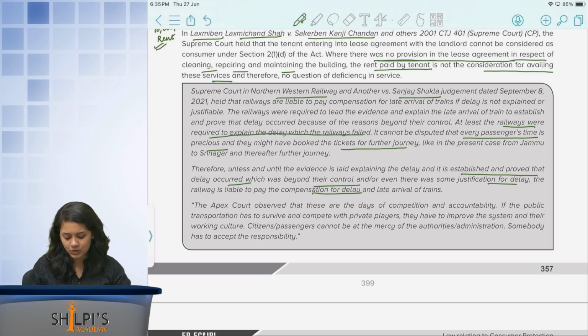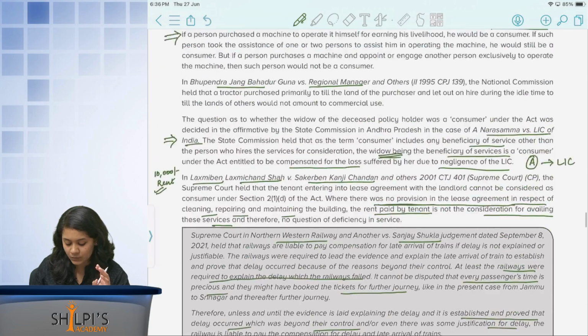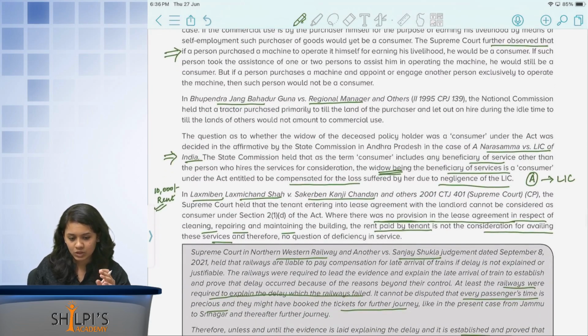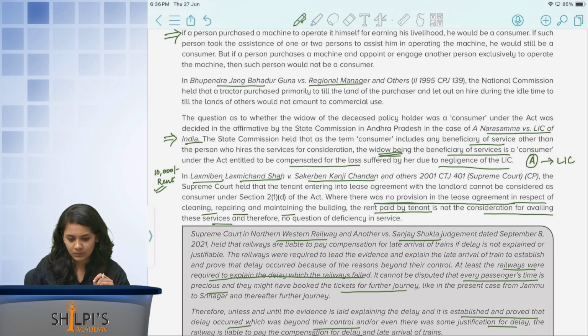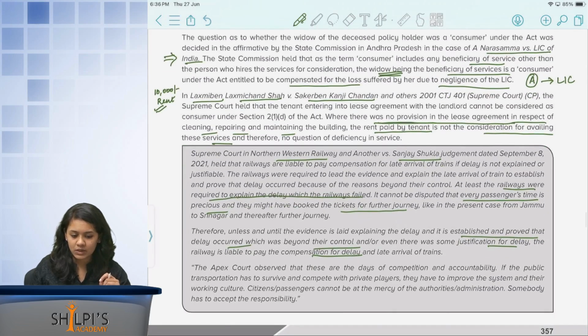So these are your case laws, guys, with regards to, we're still talking about the definition of consumer with regards to goods and services. Quick recap: we have Lakshmi Engineering Works versus PSG Industrial Institute, Bhupendra Jung Bahadur versus the Regional Manager, Narasamma versus LIC, Lakshmi Chand Shah versus Saket Ben Kanji Chandan, Northwestern Railway versus Sanjay Shukla. Five case laws, please keep it in mind. These are very important from your exam point of view.